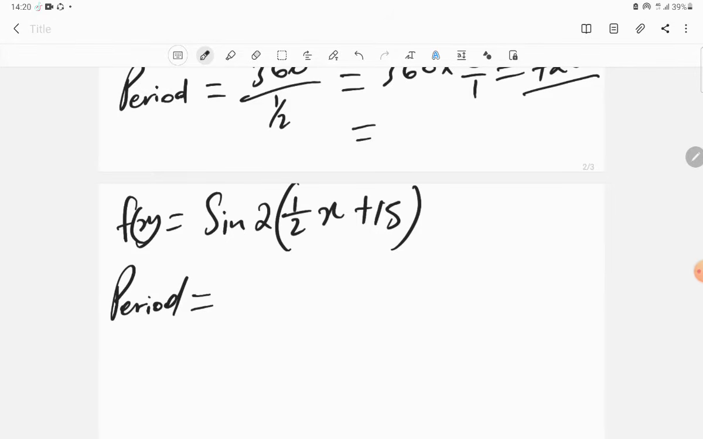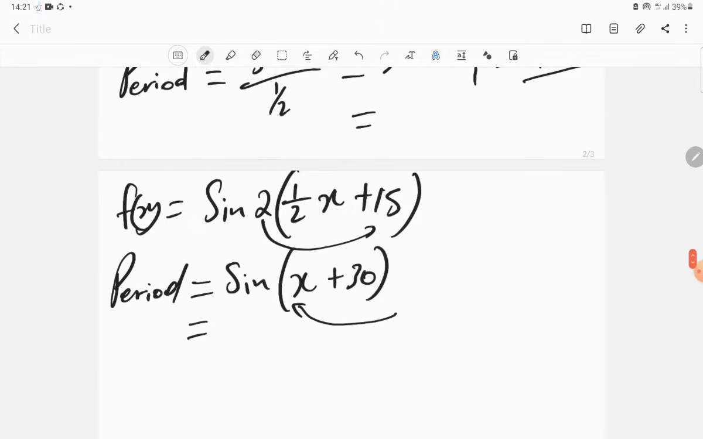The period of this graph, you really have to first simplify this one, because this 2 is just a common factor of the whole binomial. Let's just simplify it. We have 2 times half, which is just going to be 1x, then 2 times 15, which is just going to be 30. So you can see that this 30 doesn't really have to affect your period. It is just the angle being added, which is going to be explained later, what it does to this trig ratio. Now you can see that in front of x you have just 1.